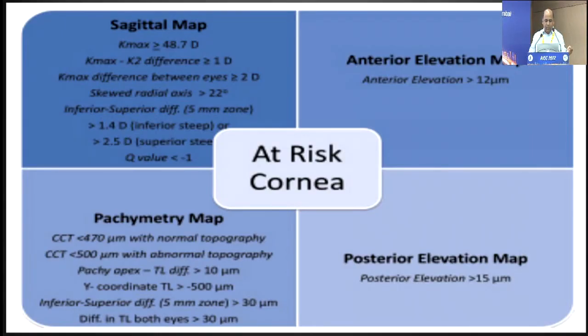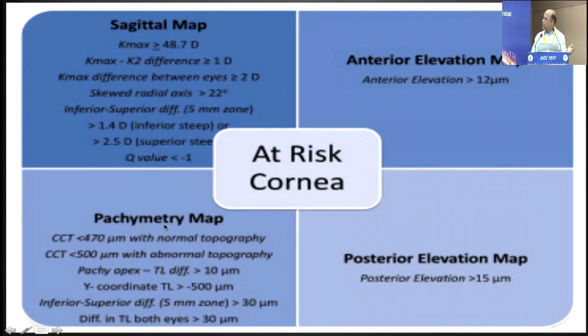So finally, these are some of the parameters that we should know, and if we find any of these things, we should be suspicious and take action accordingly. Like if the K max is 48.7, the difference is more than 1 diopter, inferior steepening of more than 1.5 diopters, superior steepening of more than 2.5 diopters, Q value of less than -1.